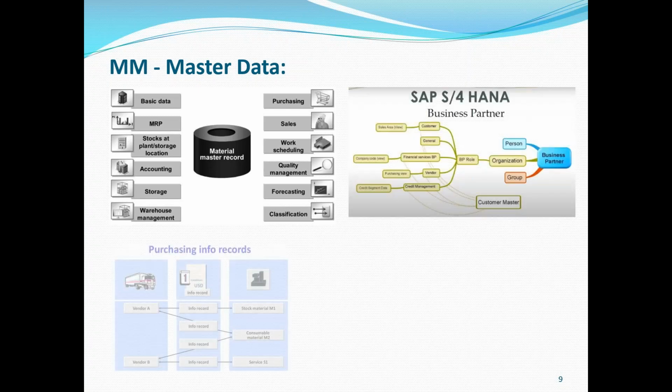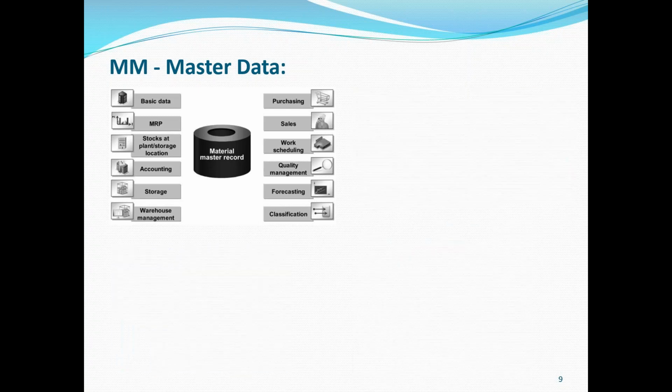Like here in MM we have master data like material master, right? So whatever materials or products which we buy or sell, in SAP we should have the record of all those materials and products available with us, and that is represented as a material master record in SAP.